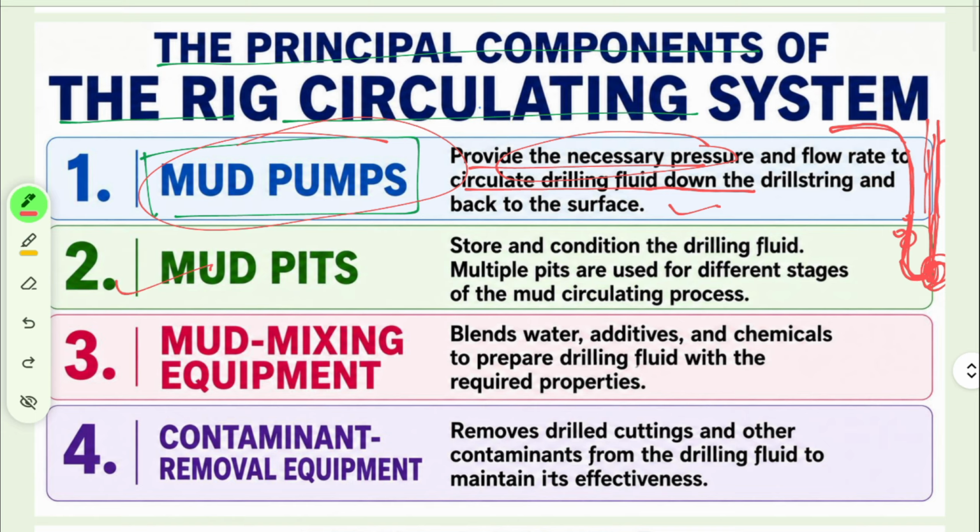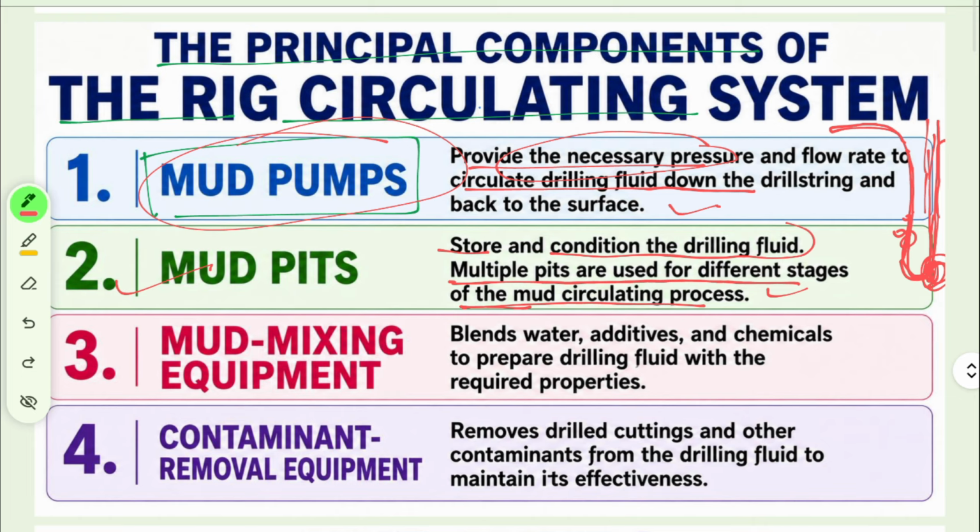Then the next component is the mud pit, right? Mud pit is basically to store and condition the drilling fluid. Multiple pits are used for different stages of the mud circulating process. So the mud pit is basically where the drilling fluid comes and is stored, and where its condition is examined, whether it has lost its properties and what contamination it has picked up when it comes in contact with the cuttings, and if foreign particles or foreign fluids are there. So this is how the mud pit works, these basic things.